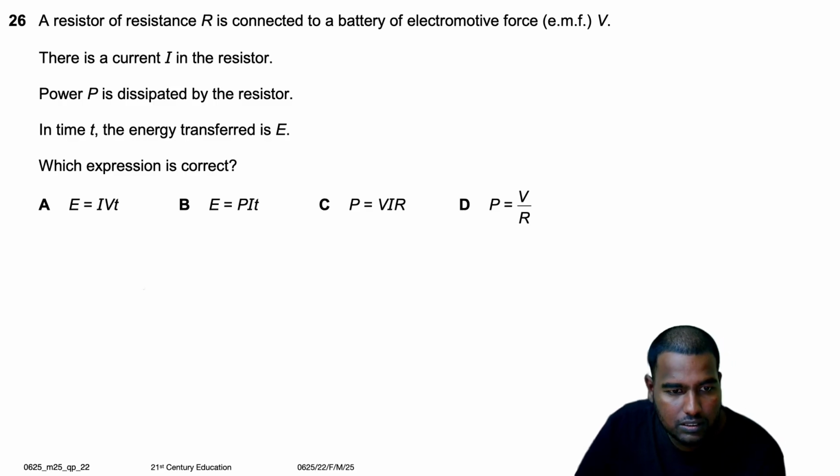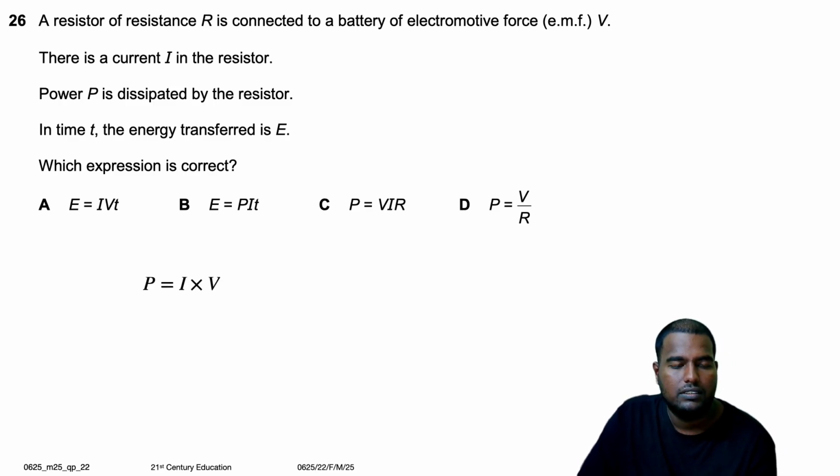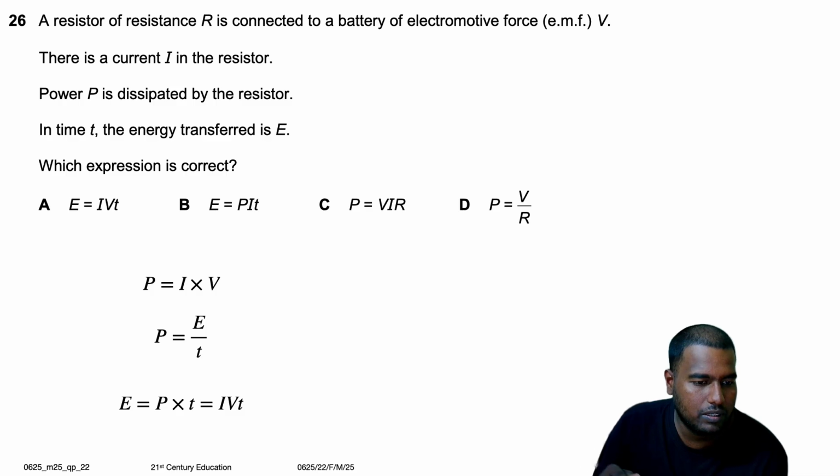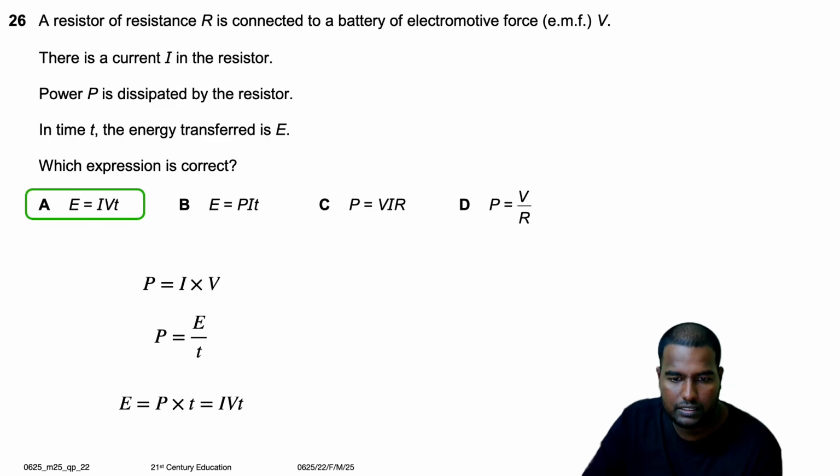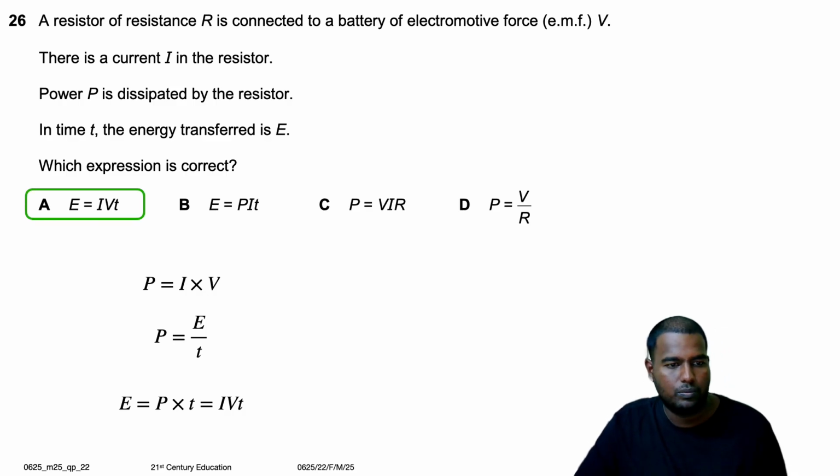Okay, we know power is I into V. We also know power is energy by time. So energy by time is I into V. If E, energy by time, is equal to I into V, then energy is I into V into t. Actually, it's a direct formula. I don't know why I showed the proof. It's okay.